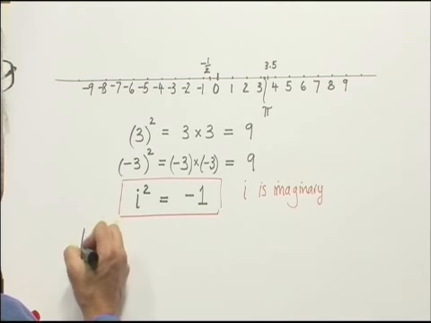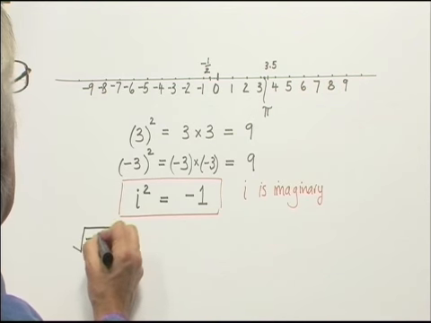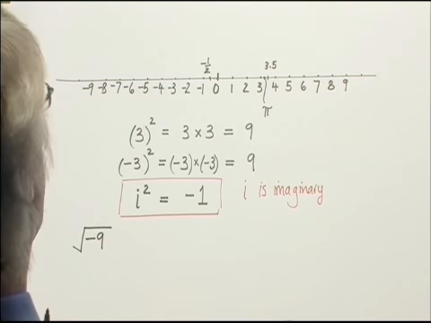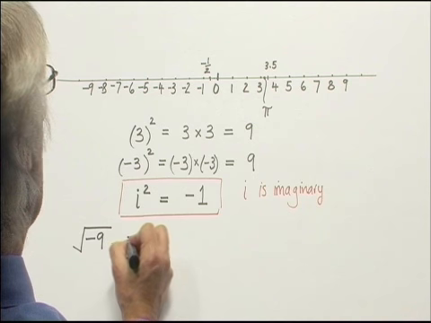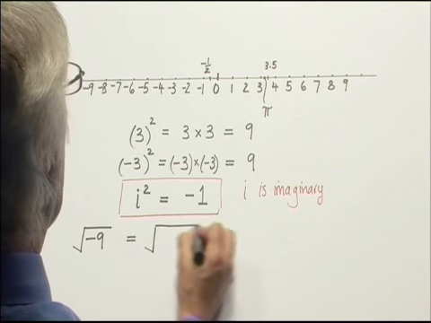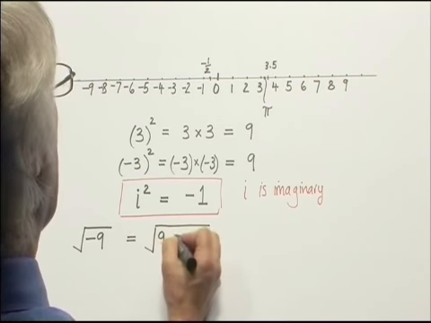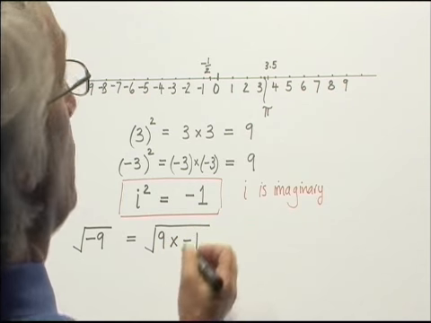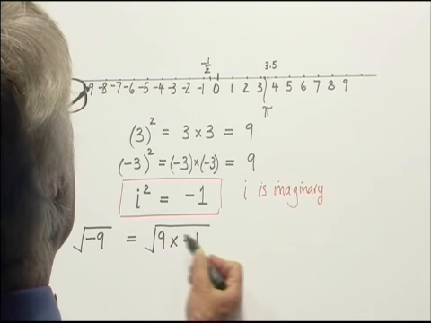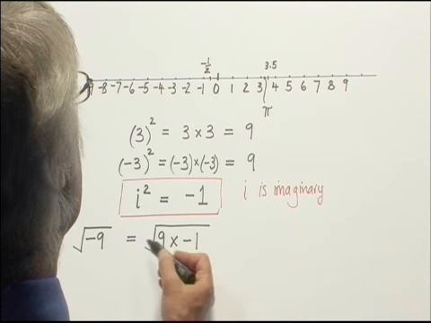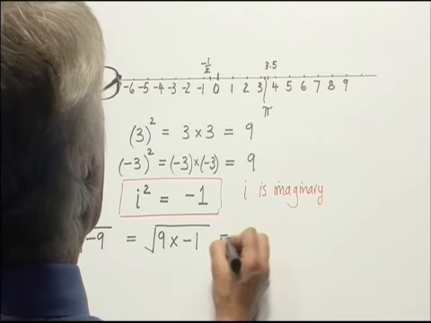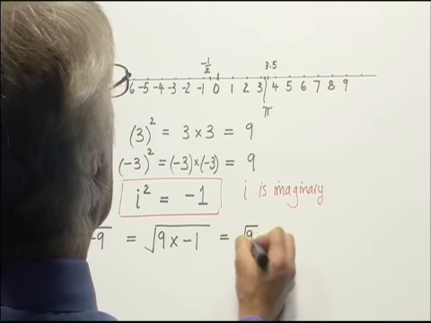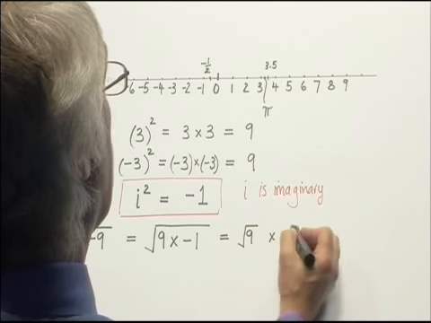So supposing we want to write down an expression for the square root of -9, the square root of a negative number. What we do is we write the -9 in the following way. We write it as +9 multiplied by -1. And then we split this product as follows. We split it as the square root of 9 multiplied by the square root of -1.